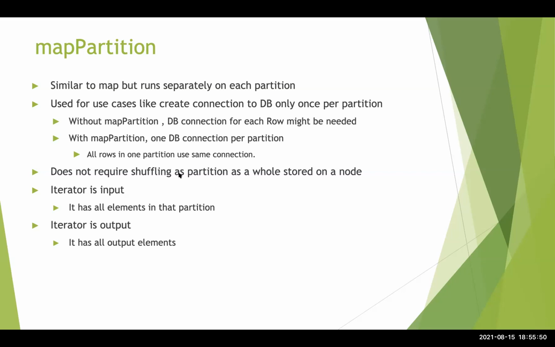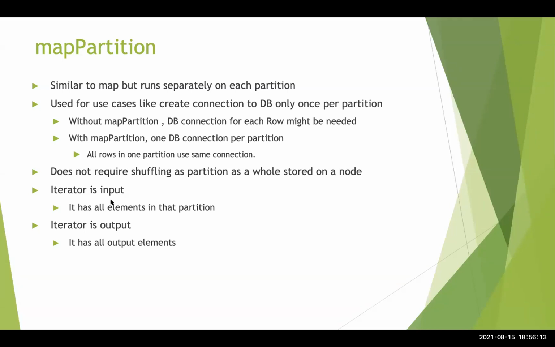It does not require shuffling, as a partition as a whole is stored on a node, and we'll discuss partitions in the coming slide today itself. One partition in Spark never crosses the boundary of a node. It is stored on one node only. So whatever operations you are doing over that partition get executed on that node itself. So it does not cause any shuffle.